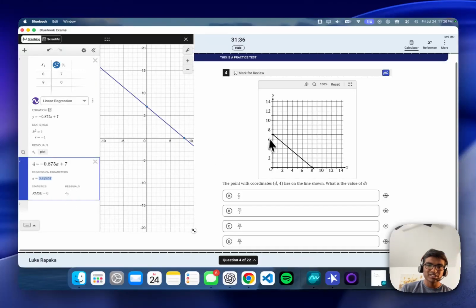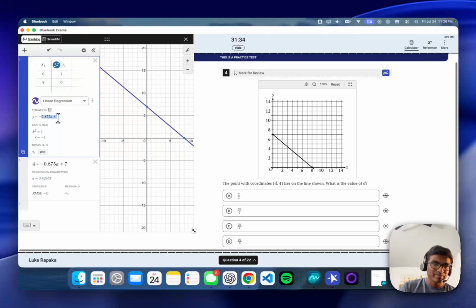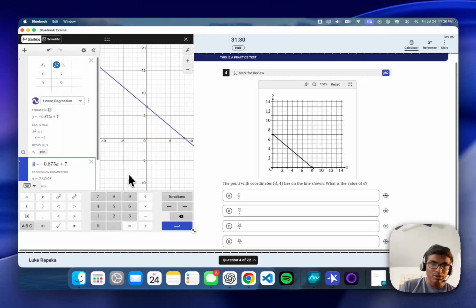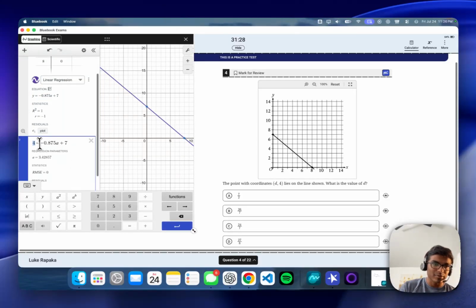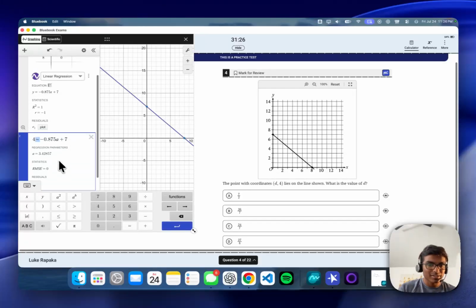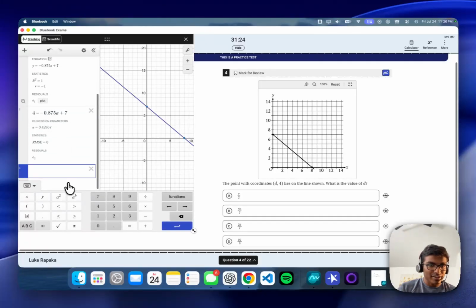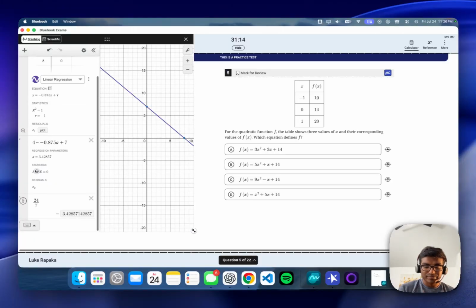So essentially what I did, just put the points in. It gives you the equation. Just solve for this equation because we know y's got to be 4, and I just solve it with this tilde setup. So now we just need to figure out what equals 3.42. Is it 26 divided by 7? Nope. 24 divided by 7. Yes. So that would be our answer.